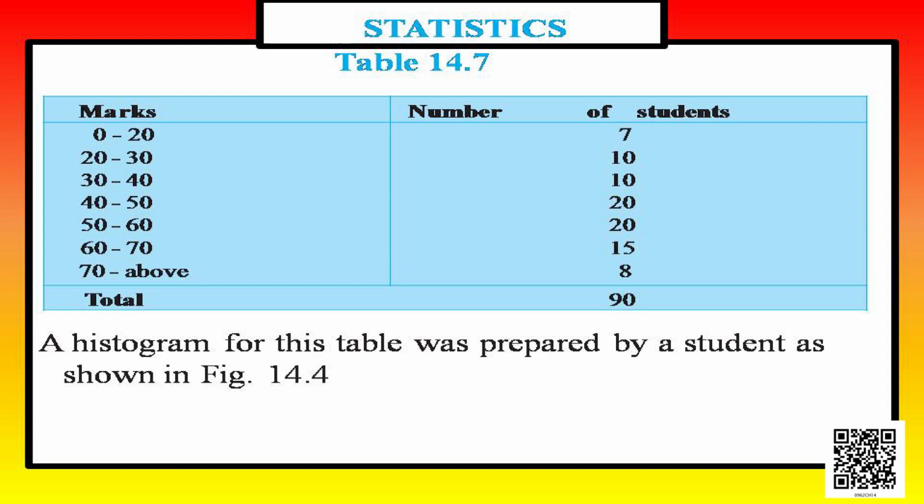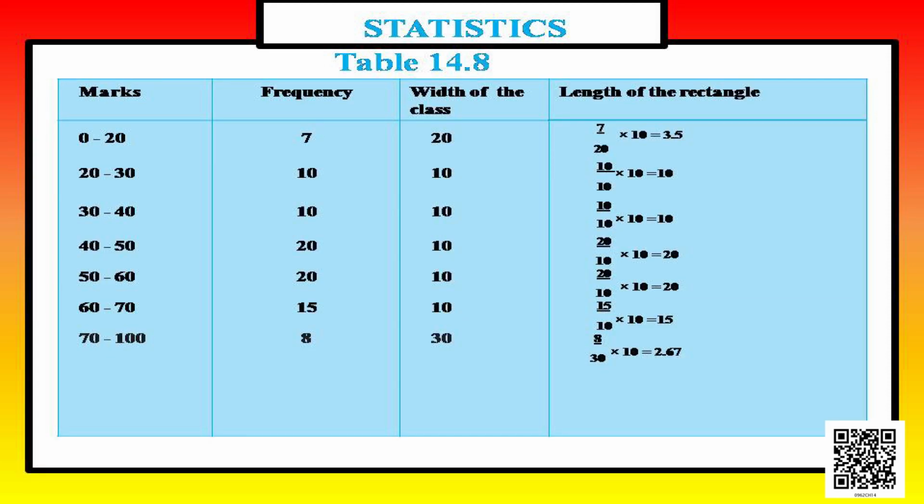How to make such a table? For that, look at the screen. We are having the class interval which is marked as marks. We are having the same one as in the question, that is 0 to 20, then 20 to 30, 30 to 40, so on, but the last one is 70 to 100. Next column we are having frequency. Here also we have the same numbers as was given in the question. Then we are having another column which says the width of the class. Now, the first one is 20, then 10, 10, 10, 10, 10 and the last one is 30.